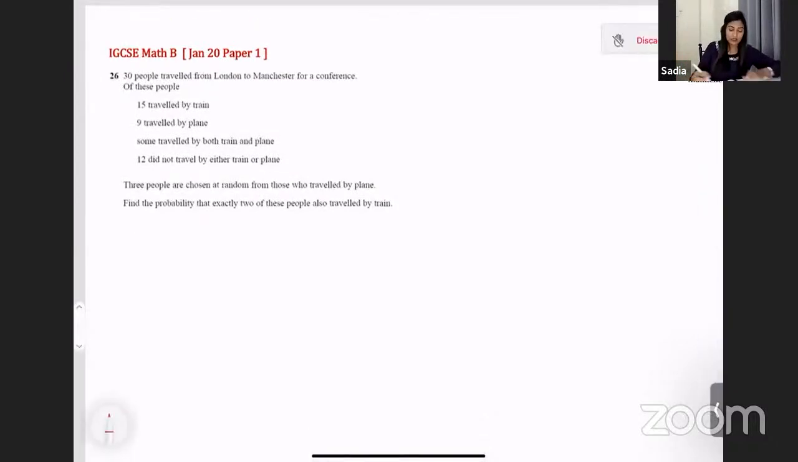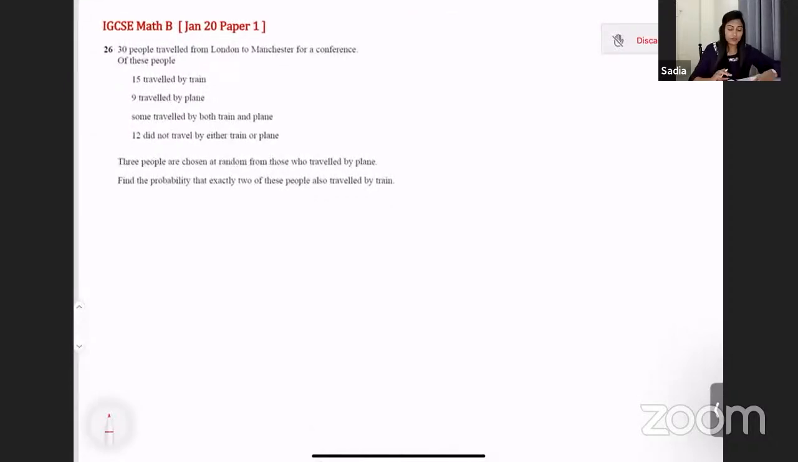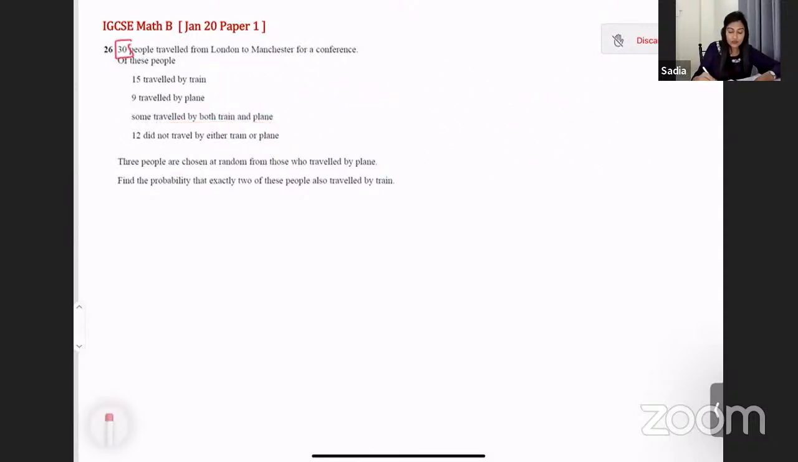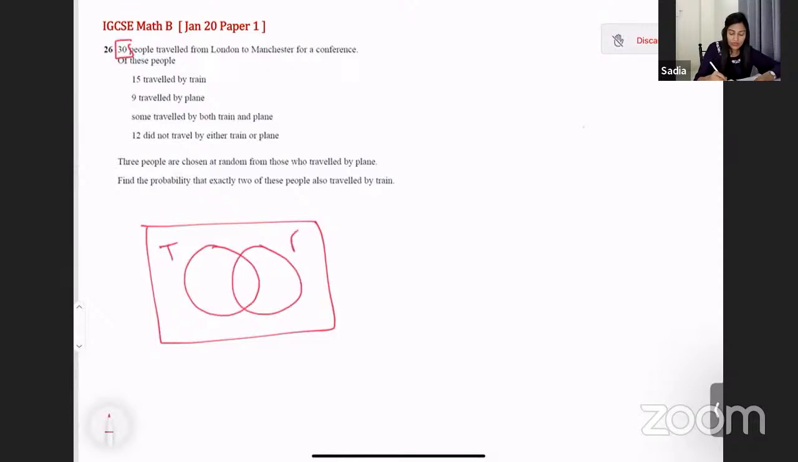In this case, it's easier if you work with a Venn diagram because we have 30 people here, and some travel by train, some travel by plane, and there are some who are traveling by both train and plane. So since we are working with both train and plane, it's an overlapping situation, right? Train and plane, so the common portion. So it's always easier to work this kind of problem using a Venn diagram. So I will be using two circles, one representing the train and then plane.